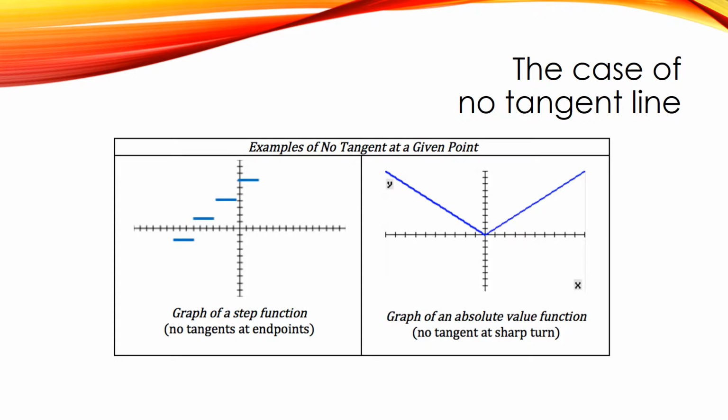Some nonlinear functions will have no tangent line at a given point. For example, the graph on the left represents a step function which has no tangent line at the endpoints of each step. The graph on the right is an absolute value function which has no tangent line at the sharp curve where the graph changes direction.